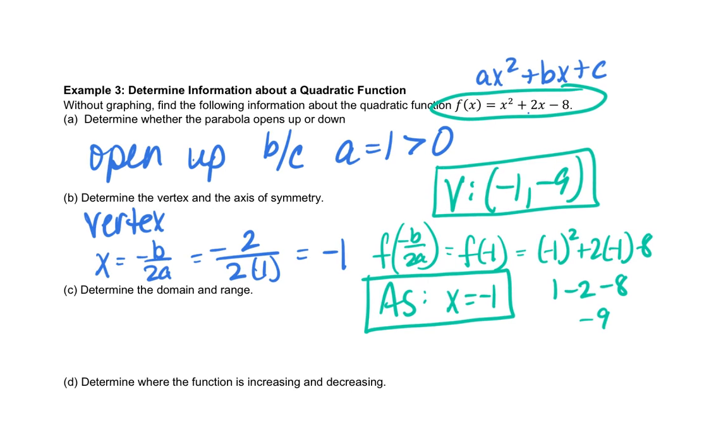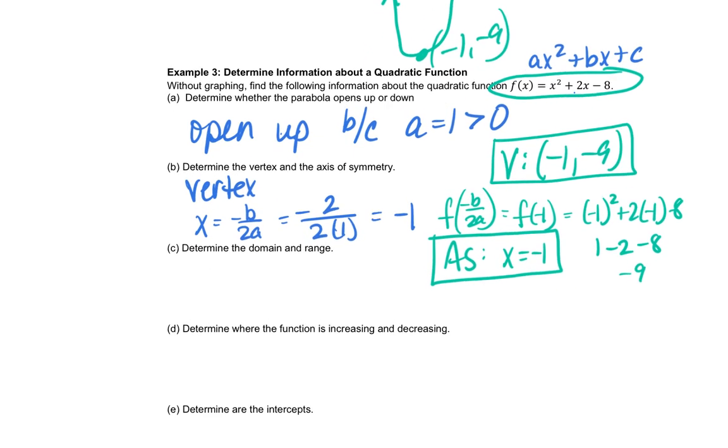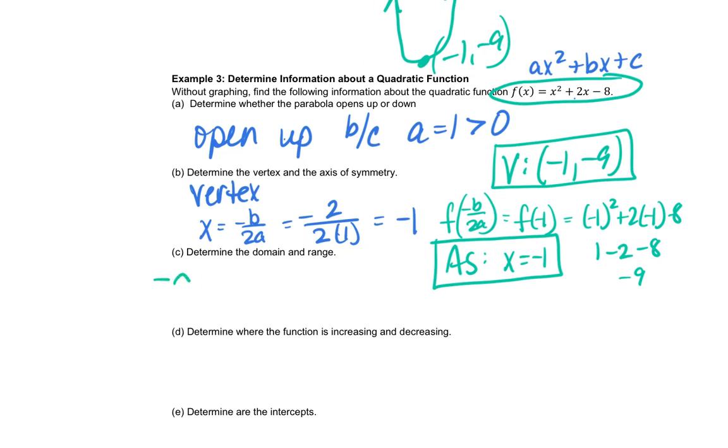So if you consider that this is opening up and our vertex is negative 1, negative 9, determine your domain and your range. Well, the domain, so our domain is negative infinity to positive infinity. The range, so remember, since the lowest point is negative 9, it's going to go up to positive infinity because I can go from here up.